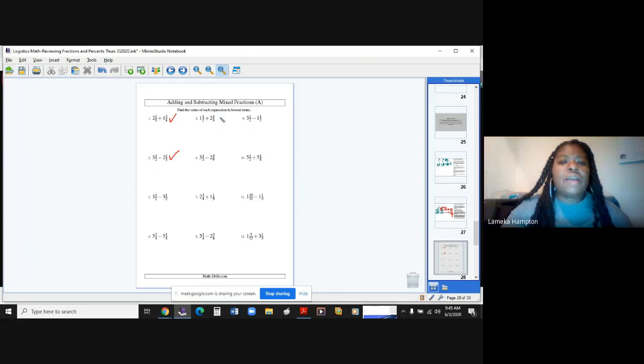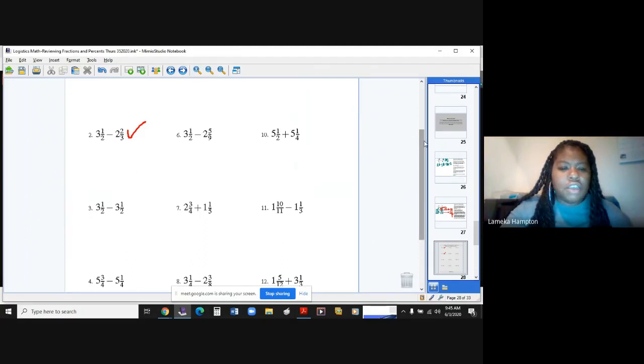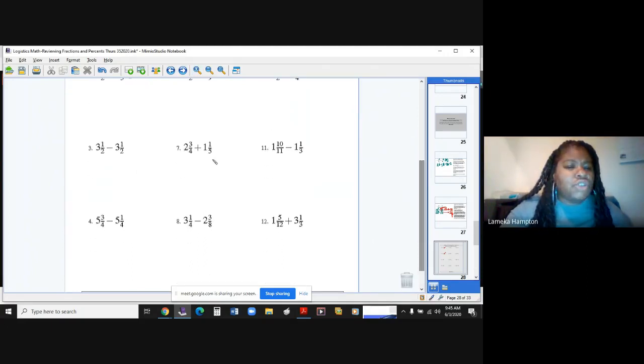Okay. Now these are mixed fractions. So let me make this bigger so that way you all can see it. As you can see, some fractions have the same bottom number. So if they have the same denominator, you don't have to follow any steps. You just simply add or subtract. Okay. If they have different denominators, then you're going to have to follow the rule of finding least common denominators and all of that good stuff. Okay.